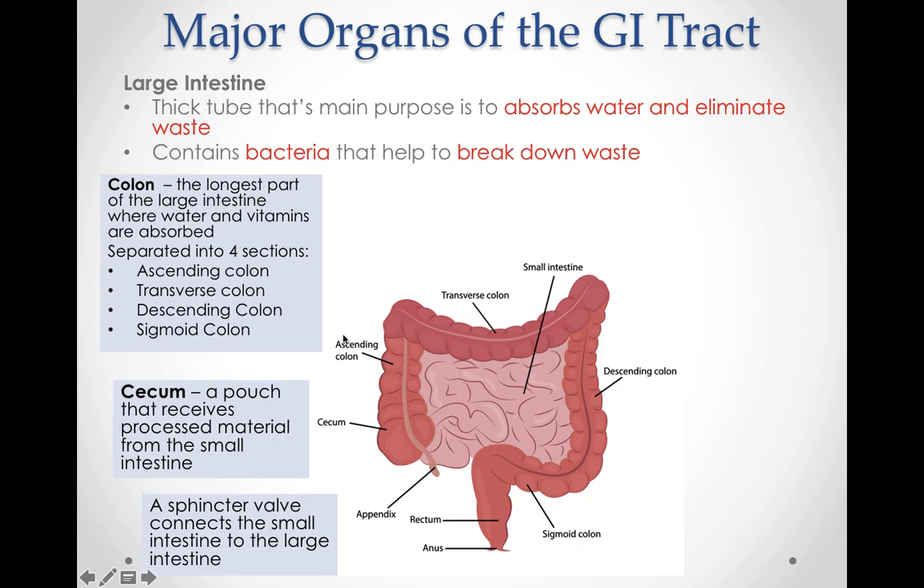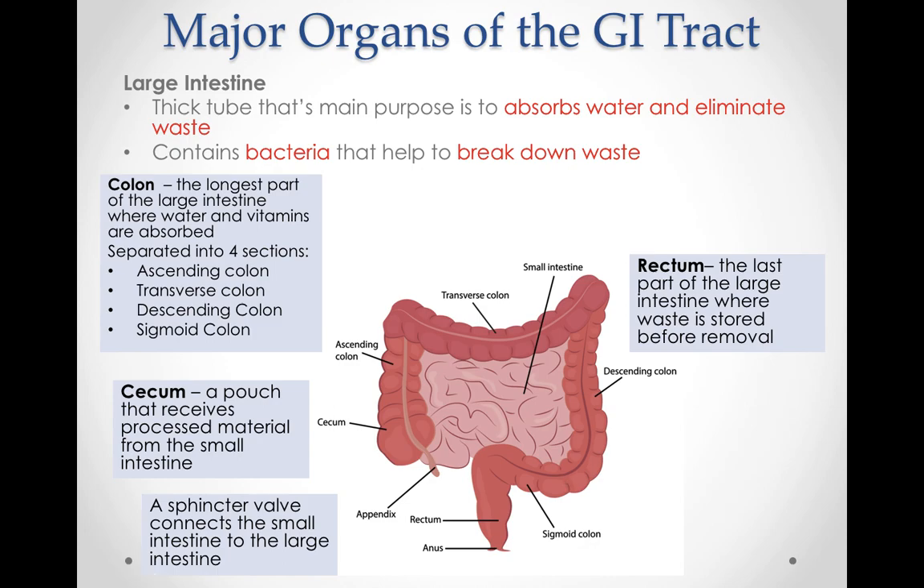So first we have the ascending colon. Think ascending means going up, so we start at the cecum and we're going up. Then we have the transverse colon, so like we're transversing across, so this is the part that goes across. Then we have the descending colon. Think that descending means going downwards, so this is the part that is going downwards. And then last but not least, this little part here is called the sigmoid colon.